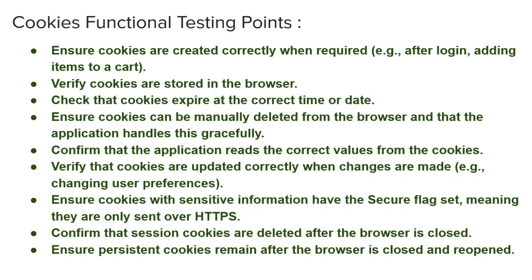Cookies can expire, so we have to verify that cookies expire at the correct time or date. We can also delete the cookies manually from the browser, and that should be handled by the application correctly. We also have to confirm that the application reads the correct values from the cookies, and that cookies are updated correctly whenever any changes are made. For example, if the user has changed the preferences, those should be updated in the cookie information as well.